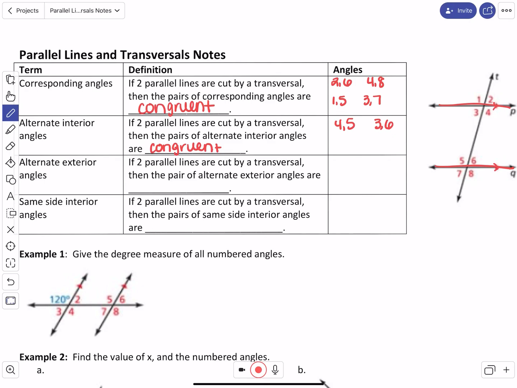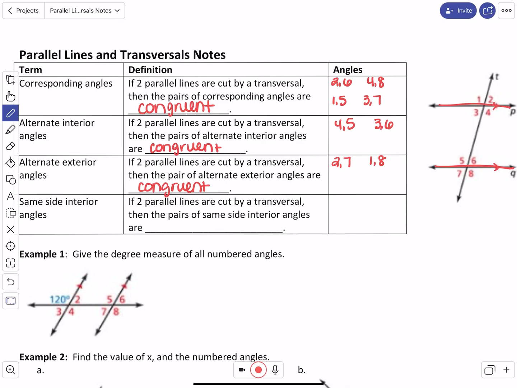All right, alternate exterior angles. Alternate exterior angles are going to be congruent. These are going to be outside of the lines that I just drew in red, and they're going to be on different sides of the transversal. So 2 and 7 and 1 and 8 would be congruent.